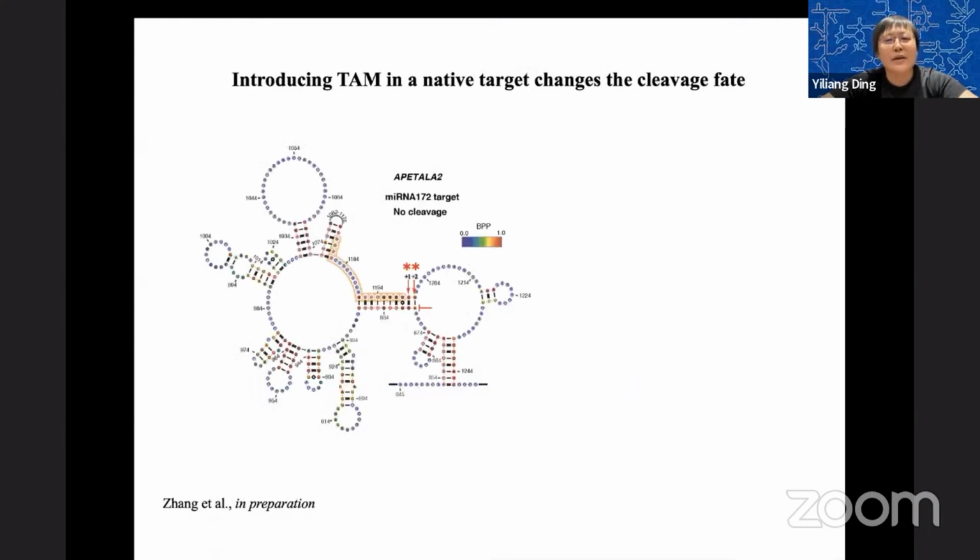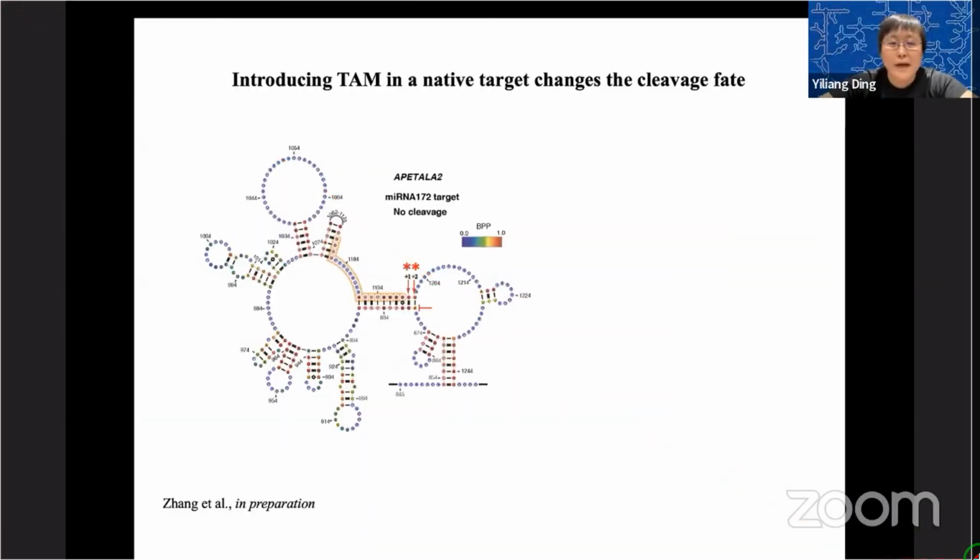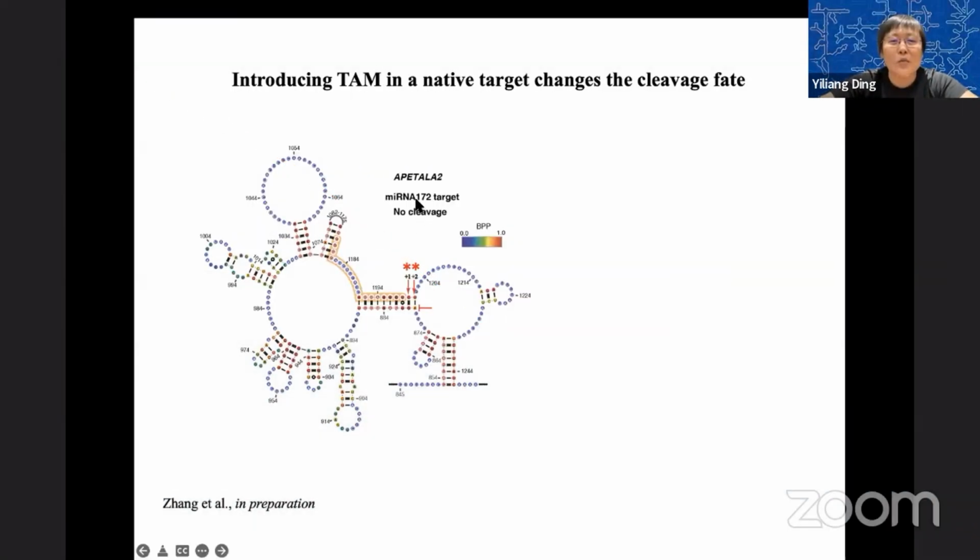Now we move to a very famous microRNA target example, APETALA2, AP2. AP2 is a microRNA 172 target site, and we know that this messenger RNA is not cleaved by microRNA 172. Interestingly, in our structure data, the 2 nucleotides downstream of the microRNA 172 target site form base pairing with upstream sequence.